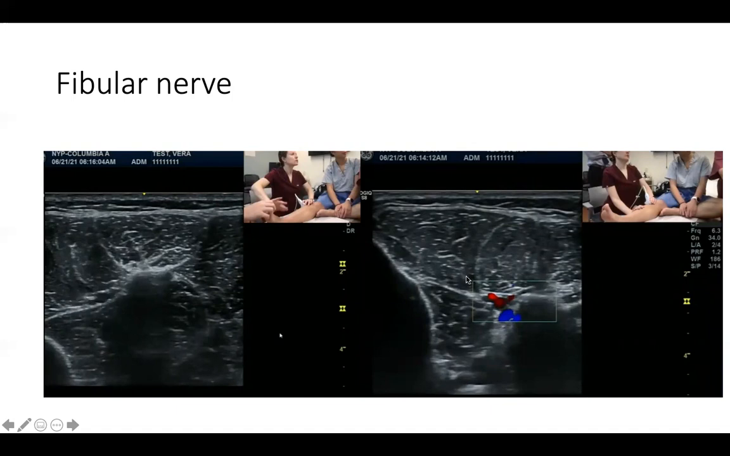But if you can see here, the anterior tibial artery, lateral to that, this is the deep peroneal nerve, and this is the superficial peroneal nerve. So here we go: superficial peroneal nerve, deep peroneal nerve, and anterior tibial artery.